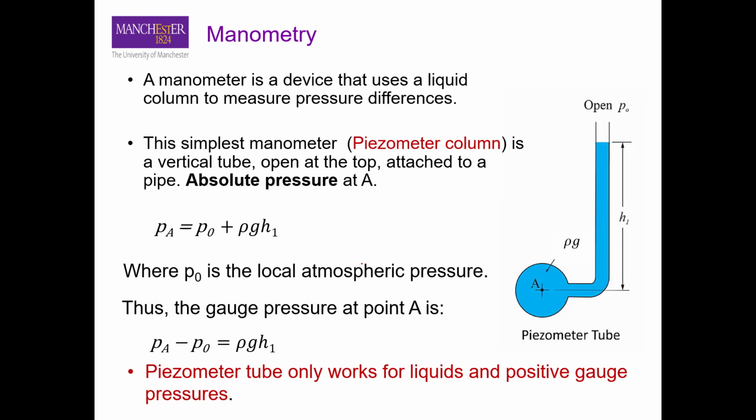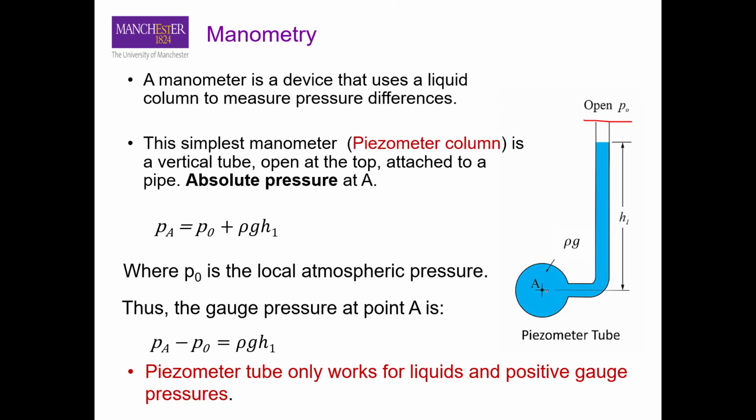So another set of devices that we can use to measure pressure is what we call manometers. A manometer is a device that uses a liquid to measure the pressure difference. Normally the pressure difference is relative to the atmosphere. The simplest form of manometer, known as a piezometric column or piezometric tube, is a vertical tube that is open to the atmosphere at one end, and then it is attached to the system where you want to measure pressure, for example a pipeline or a vessel.